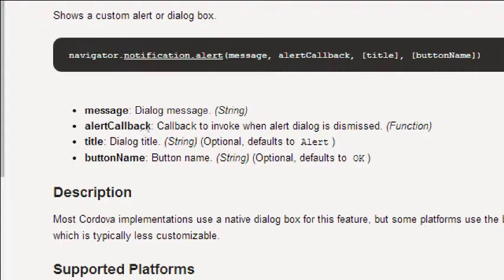So we have message, we can write a string here, a sentence that is the message, an alert callback to invoke when the alert dialog is dismissed. So we can have another function run after we've captured the name. Title, there's going to be a little title bar at the very top of our alert box, and we can edit that here if it's our third option. And then the button name, instead of it simply saying OK, we can make it say go. So that's how that one works.